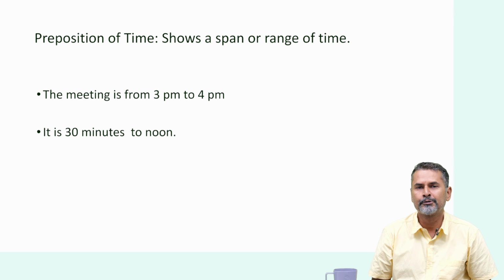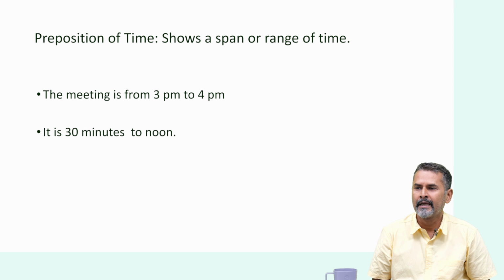To is used to indicate time or a span of time. For example, the meeting is from 3 p.m. to 4 p.m. The translation is meeting 3 മണി മുതൽ 4 മണി വരെ ആണ്. So to is 3 മണി മുതൽ 4 മണി വരെ. So to here translates to vare.